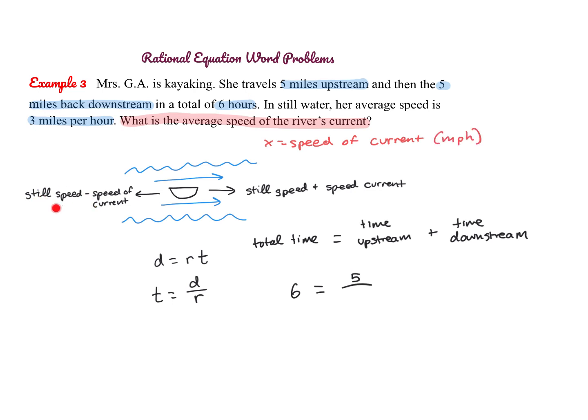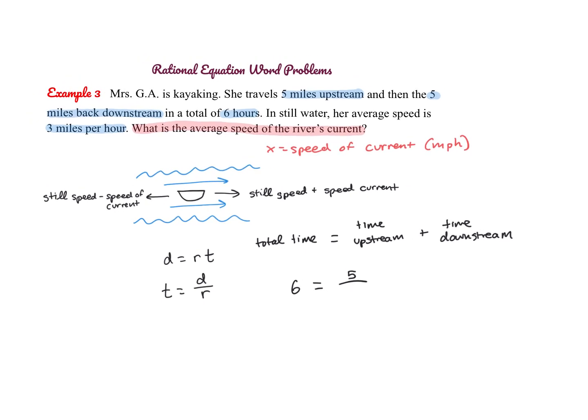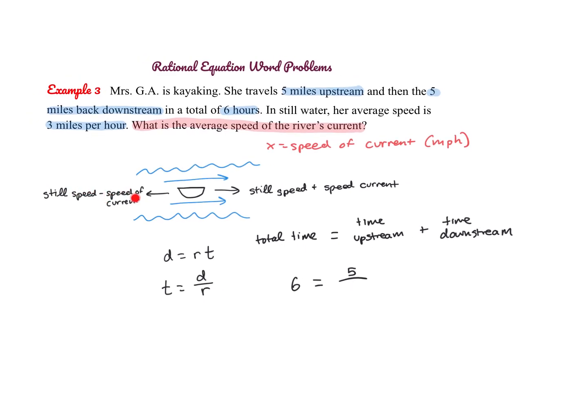So if she's going upstream, remember it's going to be the still speed minus the speed of the current. So the still speed, it says her average still speed is 3 miles per hour. So it's 3 minus x, so it's slowing her down, right? So the time upstream can be described with 5 over 3 minus x.